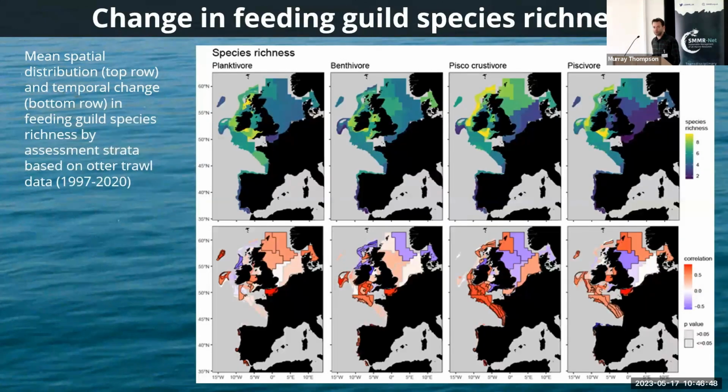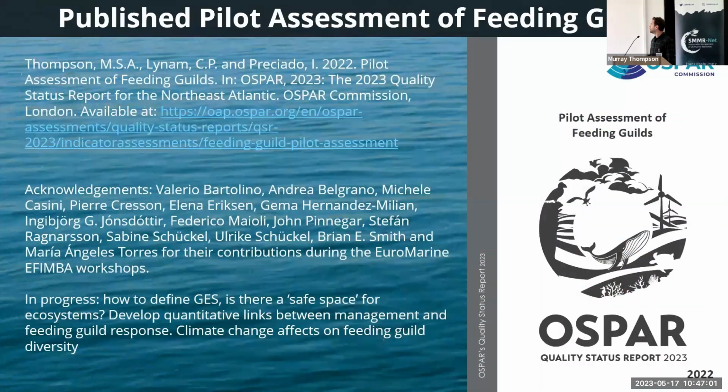We did these plots also for species richness, and this was really called for by both OSPAR and the MSFD and UK Marine Strategy, because they're really keen on having, firstly, guilds, and also looking at change through time. This was recently published in the OSPAR Policy Status Report. And I should acknowledge there were lots of contributors who are all working on the manuscript at the moment, so lots of people helping out here.